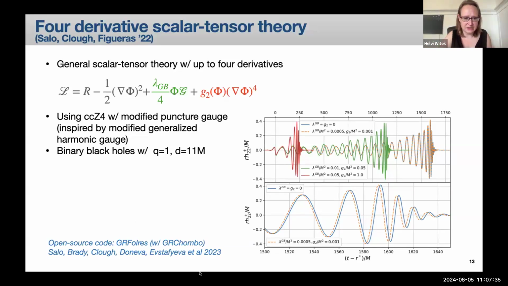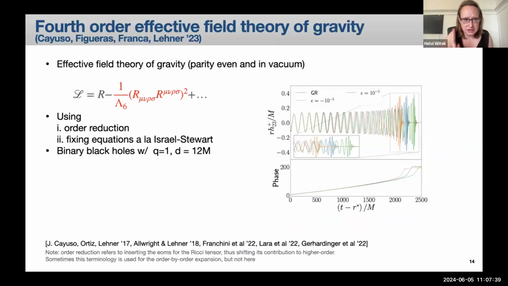Yes, so this is a reference to the paper that they have. Good. So let me see. So the last approximation or approach that I wanted to tell you about is this fixing of equations inspired by Israel Stewart.